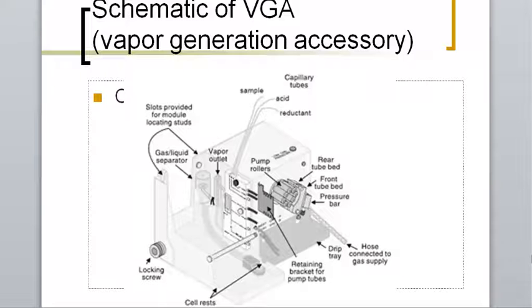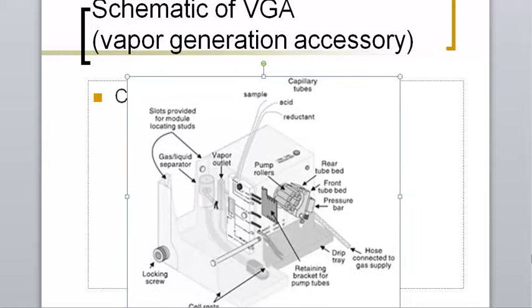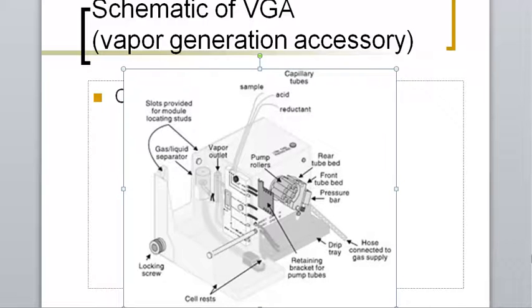Here, the rollers, that's where my pump is located. And I want to make sure that my tubing goes around that pump and that it's pulled pretty tight, because if it's not, it will not pump solution around and out. I see three plastic tubes up here, one that goes into my sample, one that goes into an acid, and one that goes into what we call a reductant. And those three are all a necessity for the AA to properly work when it concerns cold vapor.